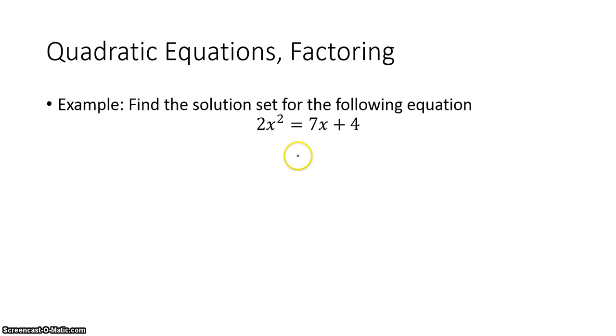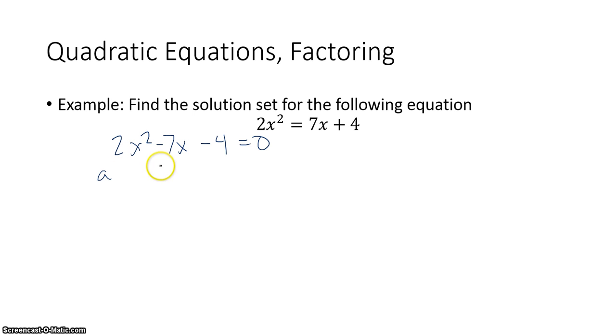Find the solution set for the following equation. We have 2x squared equals 7x plus 4. Let's rewrite this in general form. So 2x squared minus 7x minus 4 equals 0. If we remember from our lessons on factoring, we're going to want to try two different ways. We're either going to want to try guess and check or the AC method. Let's go ahead and use the AC method for this.